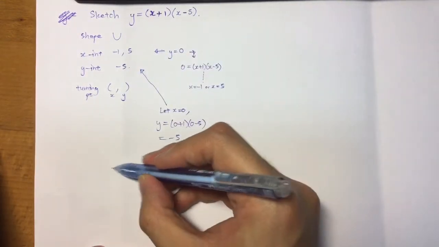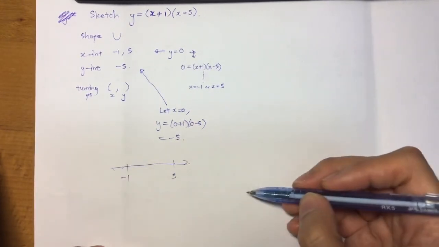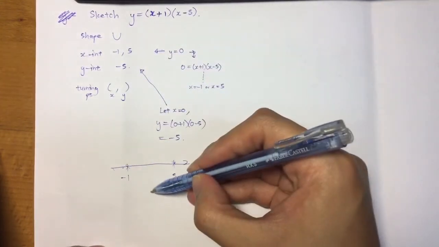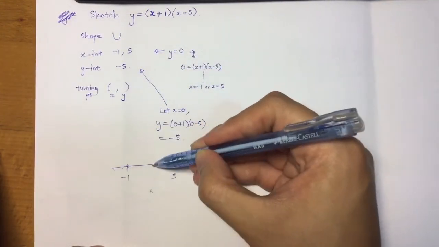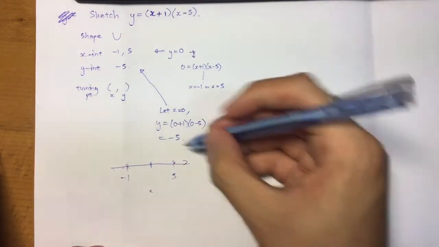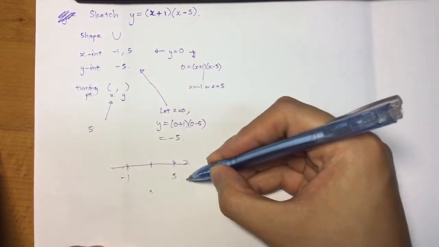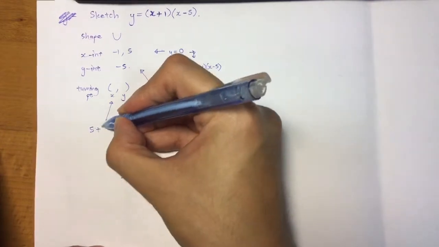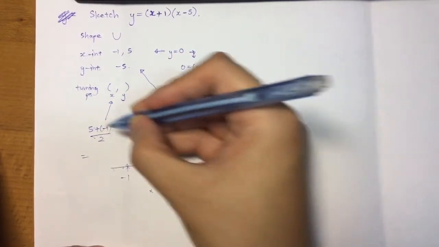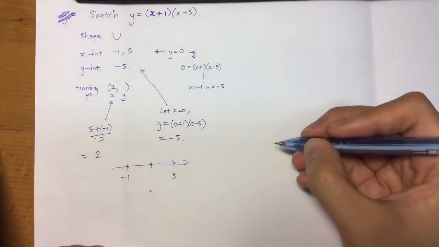Recall that if I have x-intercepts of minus 1 and 5, the turning point will be exactly in between the two of them. Two values of minus 1 and 5. So what's exactly in between? This x value will just be minus 1 plus 5, and I divide by 2. This gives me a value of 2. So I know the x value is 2.